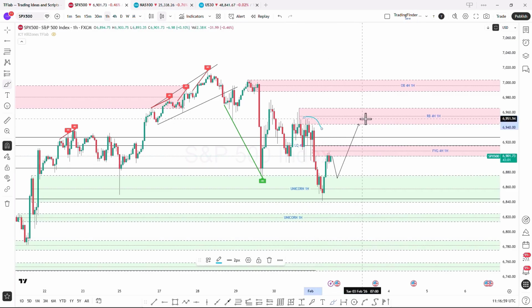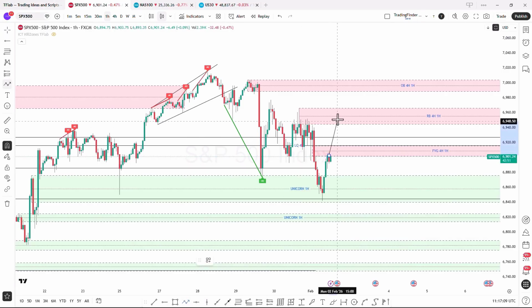At the 50 level, we might see a reaction at the rejection block, and we can also use this opportunity to enter a sell position, but only if the momentum in the market increases. With its upward movement, it can collect liquidity and after that enter a bearish phase.